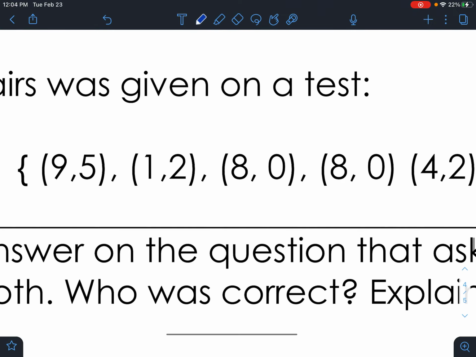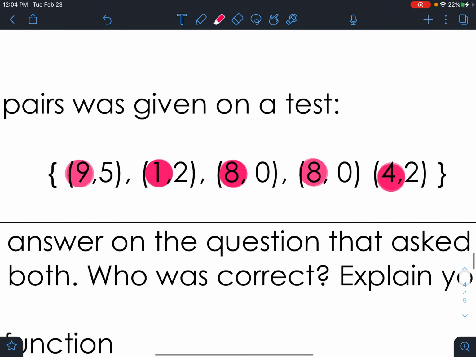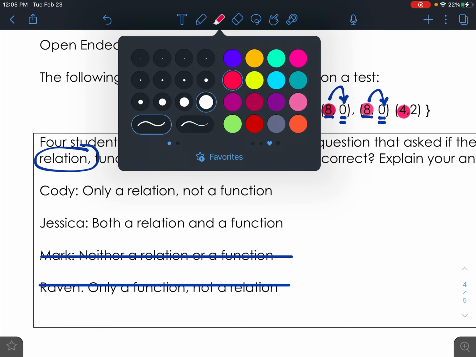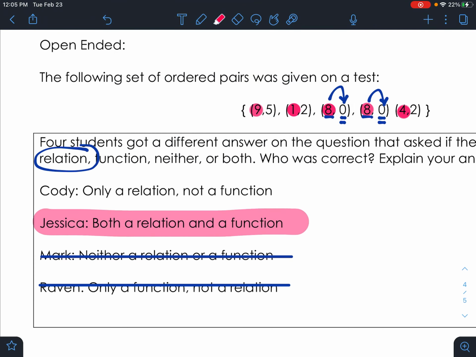So if you remember, to determine if it's a function, we're looking at our x values. So I have 9, I have 1, I have 8, I have 8, and I have 4. And so automatically what you should notice is, oh, you have these 2 8s right here, right? Here's the thing. This is tricky because this is connected to 0 and this is connected to 0. And it can't be a function if it's connected to 2 different numbers. But because these are the same, those represent the exact same points, which means that Jessica is correct because it is both a relation and it's a function.